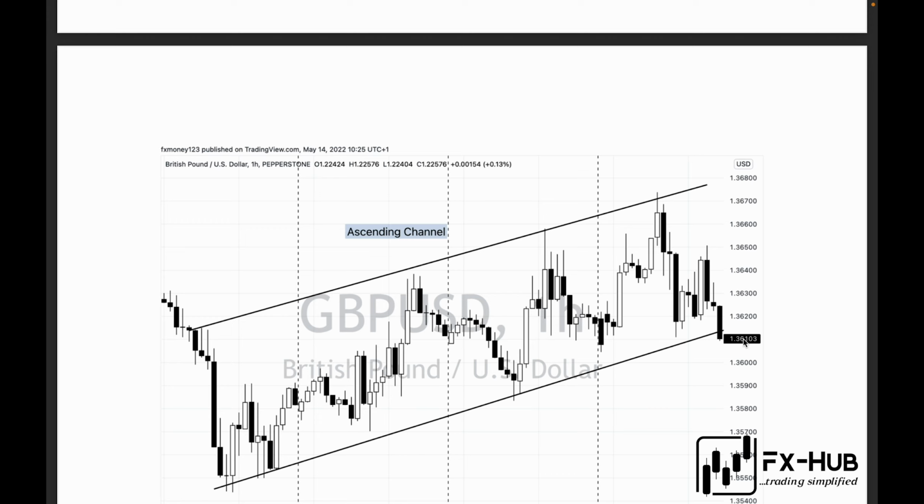So when we're in a channel, we look forward to buy. The best point to buy is from the baseline of the channel, from a point like this, this, this, this, and this. You have maximum profit from it.